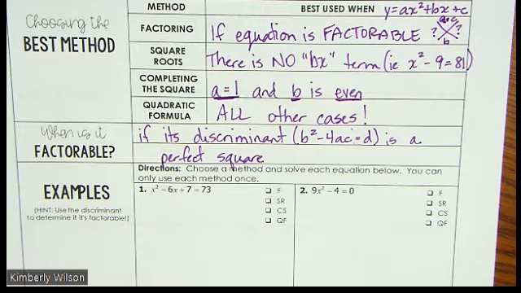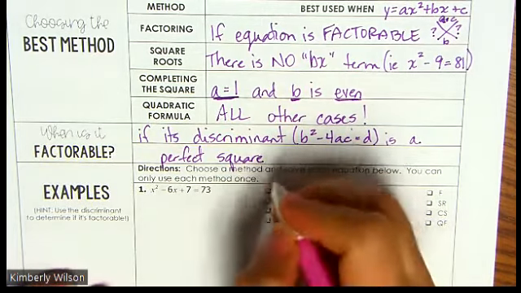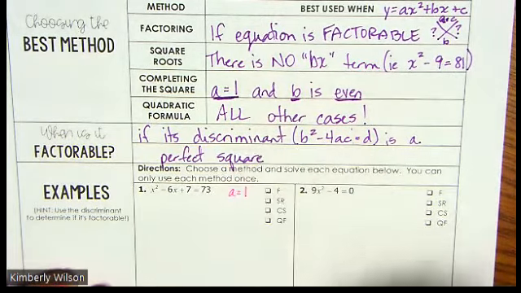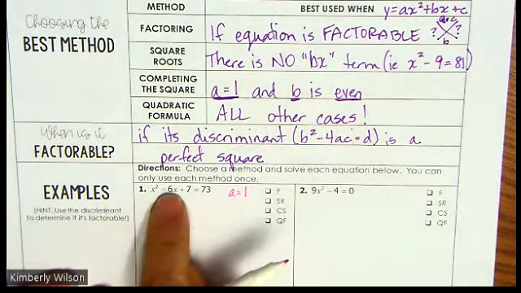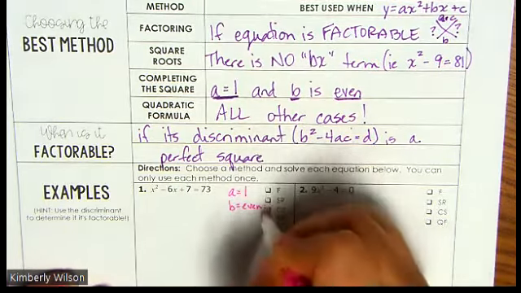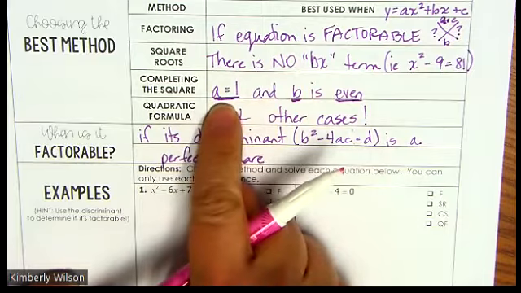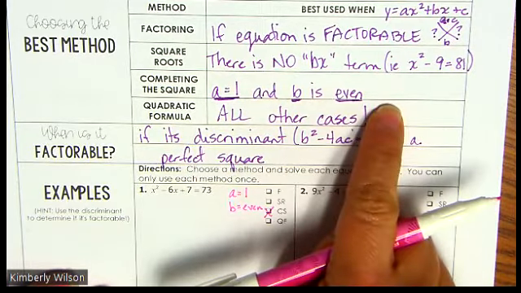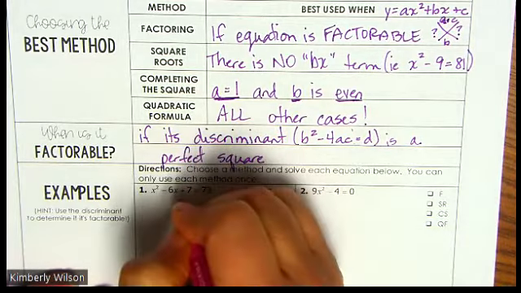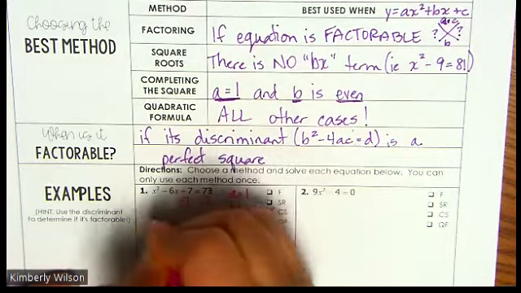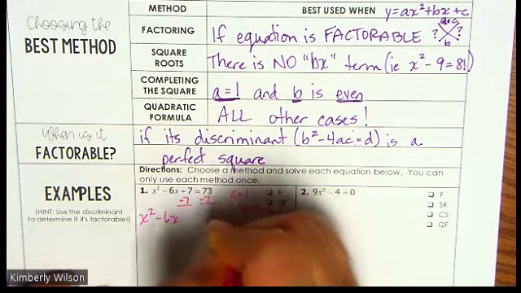Okay, first things first, you've always got to look at the different things. So when I look at this, I can know right off that my A is equal to 1. The B is even. So since the B is even, I'm going to go with completing the square, because if A is 1 and B is even, completing the square is the best method to use. So I'm going to subtract 7, and I have x squared minus 6x equals 66.